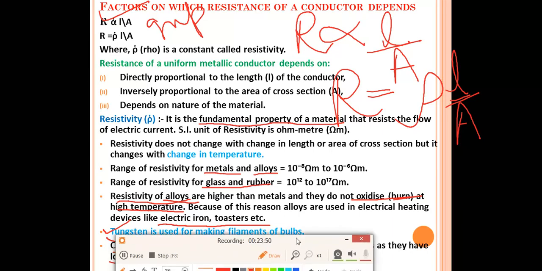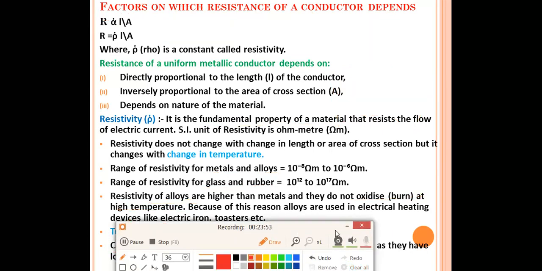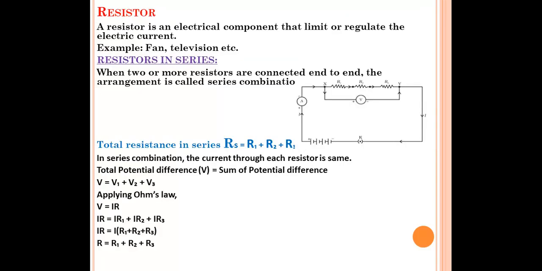Okay, so this was all about the factors on which resistance of conductors depends. Next we have resistors. What are resistors?